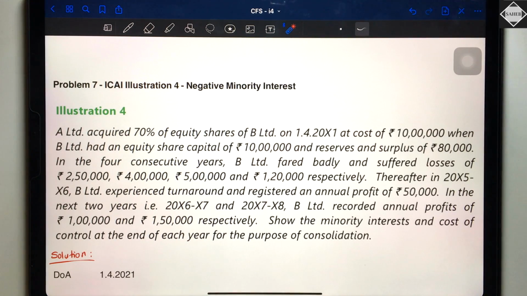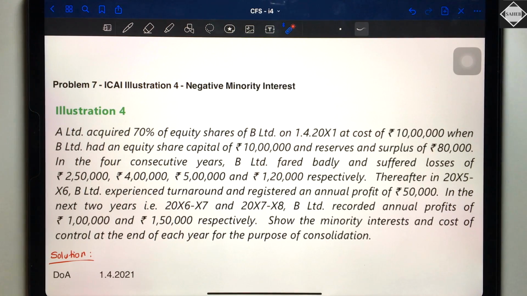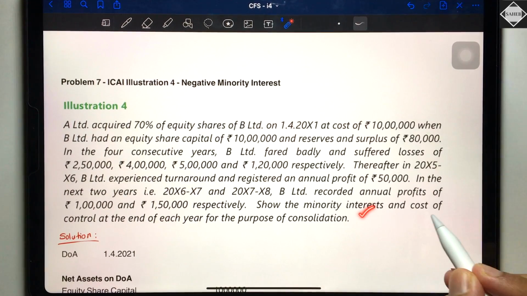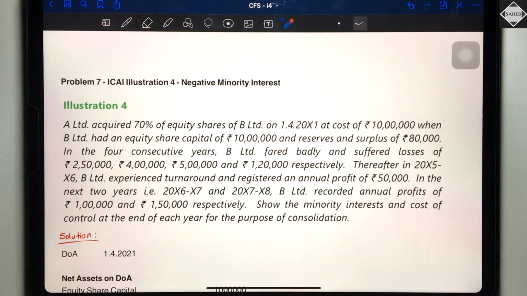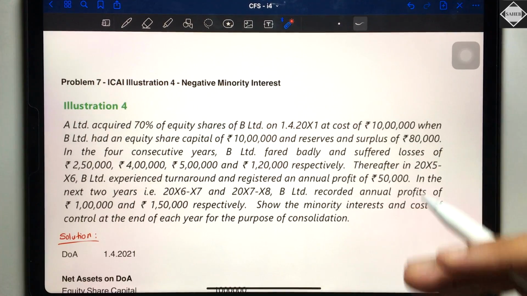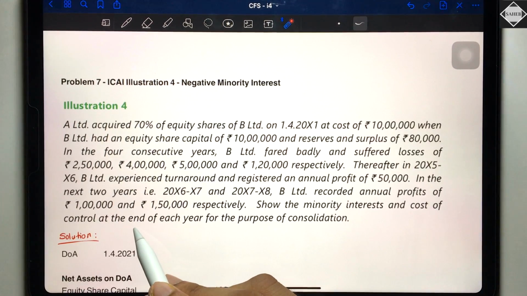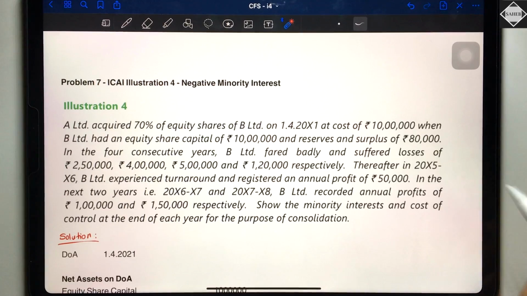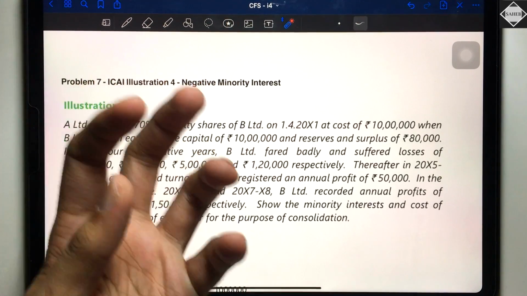So what is the requirement of this question? The requirement is we have to calculate minority interest and cost of control. Okay, let's begin. Now let's understand how to solve this question. It's really simple. The first thing that you have to do is you have to calculate the minority interest and cost of control on the date of acquisition. Okay, you have to start from there and then you have to go on calculating MI and COC at the end of each year consecutively. Okay, let's start. See, the first thing is for cost of control, what do we need? For cost of control, we need cost of investment. How much did the holding company pay?